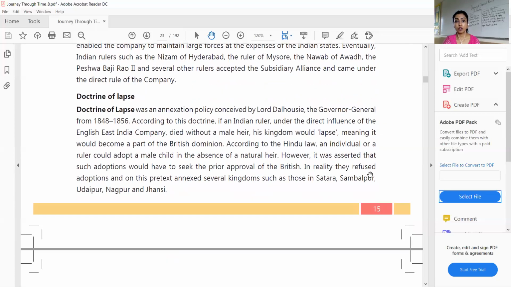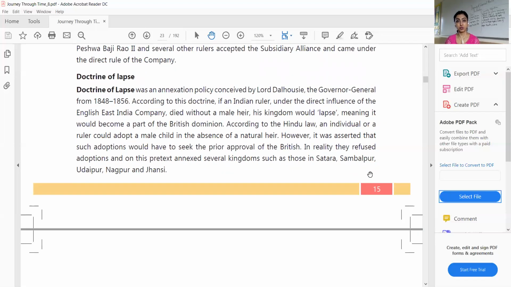The next was the Doctrine of Lapse. The next method that was introduced for extending British control all over the country was the Doctrine of Lapse. This Doctrine of Lapse was introduced by Lord Dalhousie, who was the Governor General of India from 1848 to 1856. So what did this Doctrine of Lapse say?